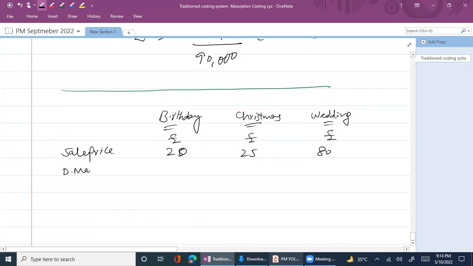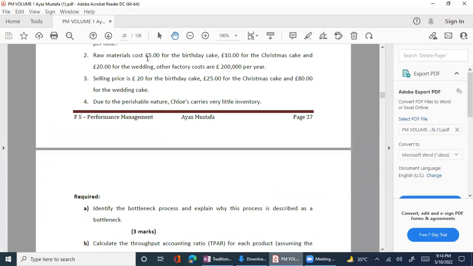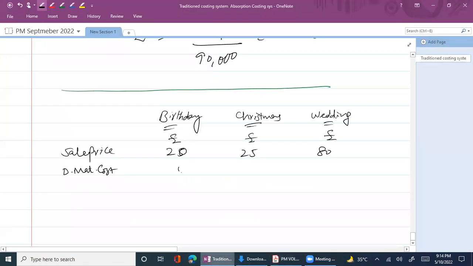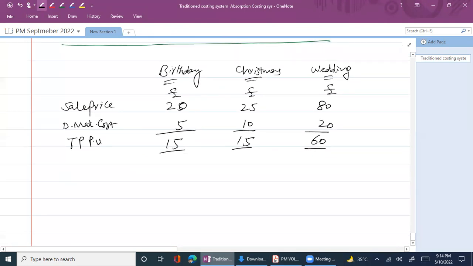Direct material cost. The direct material cost is given: 5 for birthday, 10 for Christmas, and 20 for wedding. We will get the throughput per unit. This is 15, this is 15, this is 60. Now, if we divide the throughput per unit by the per unit time, we will get throughput per hour.